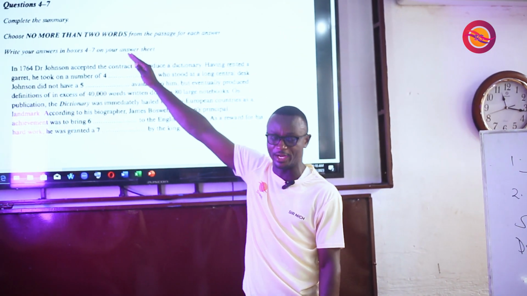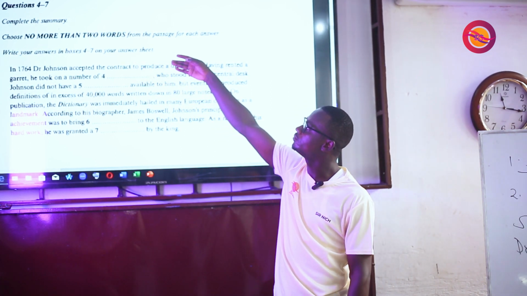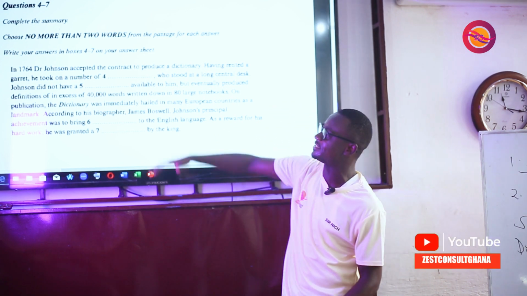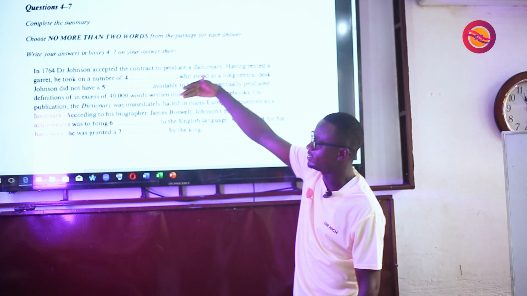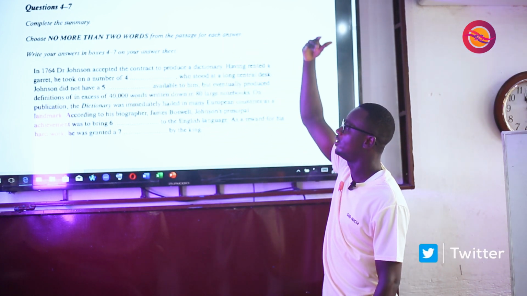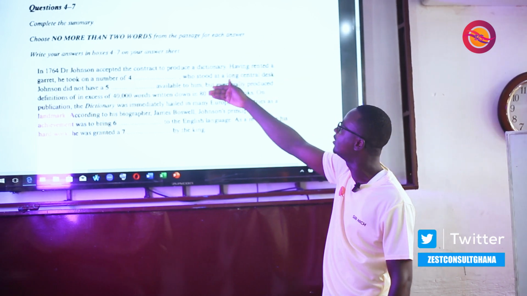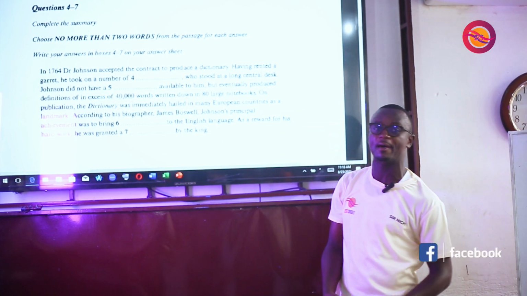Now below the instruction, read. Choose no more than 2 words. Now the question is giving us a summary. Are you seeing a summary? Yes. And then the summary here is, in 1764, Dr. Johnson accepted the contract to produce a dictionary. Now, having rented a, on a number of dash.